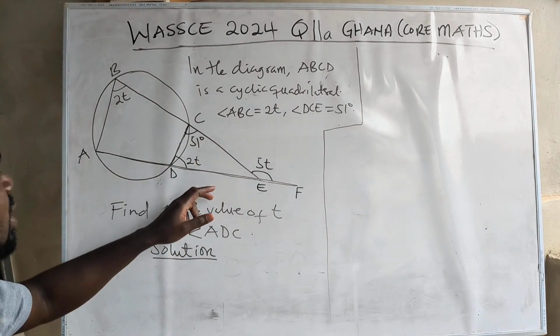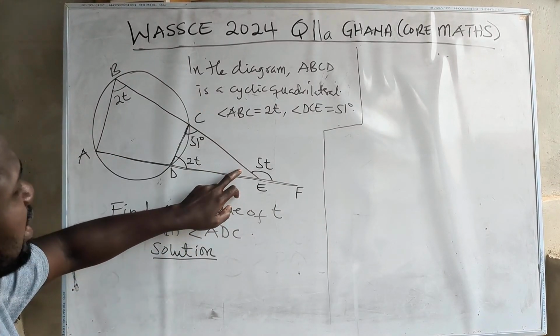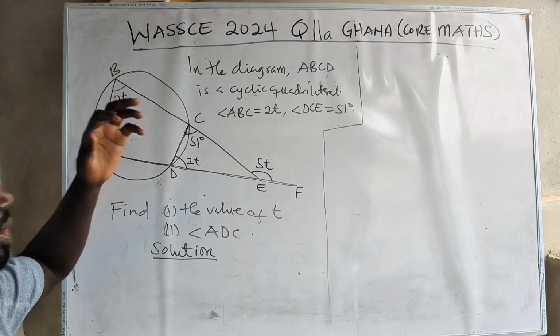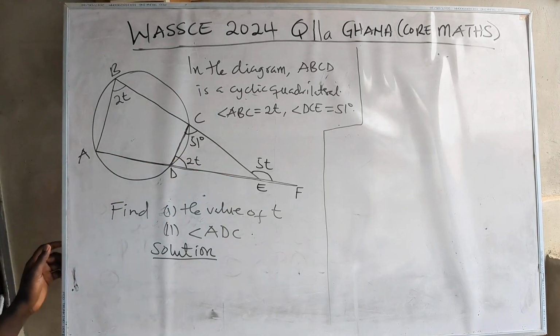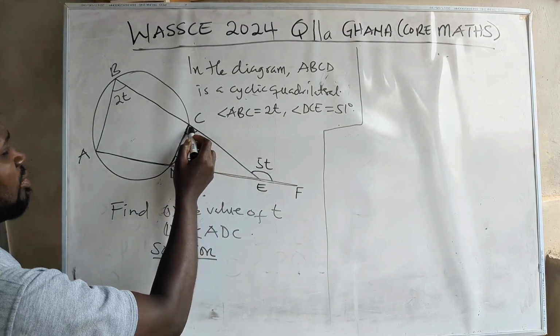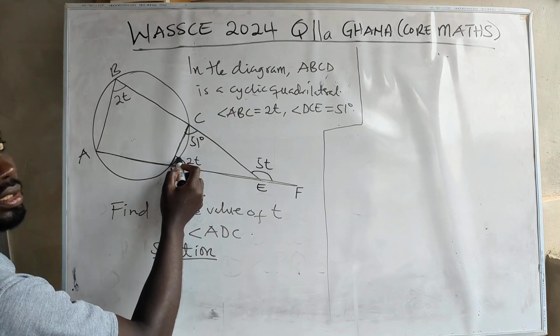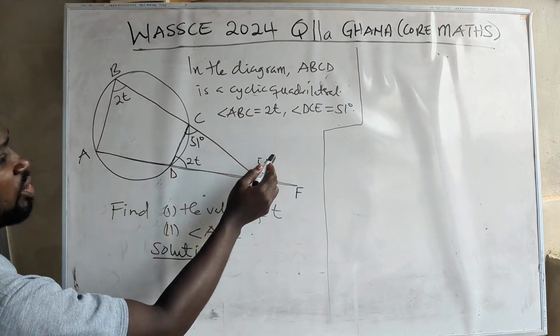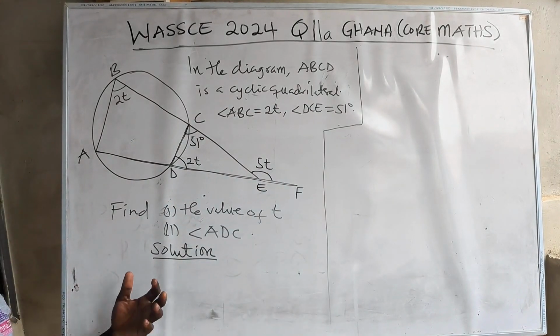And if here is 2t, DCE is a triangle. And what we also know from a triangle is that the exterior angle is equal to the sum of the opposite interior angles. So 51 degrees plus 2t is going to give us 5t, and then off we go, we solve and get our answer. You see that it is very, very simple.